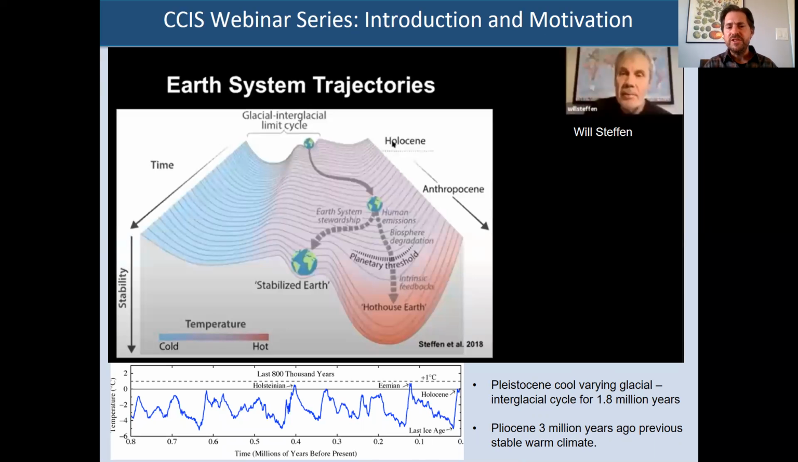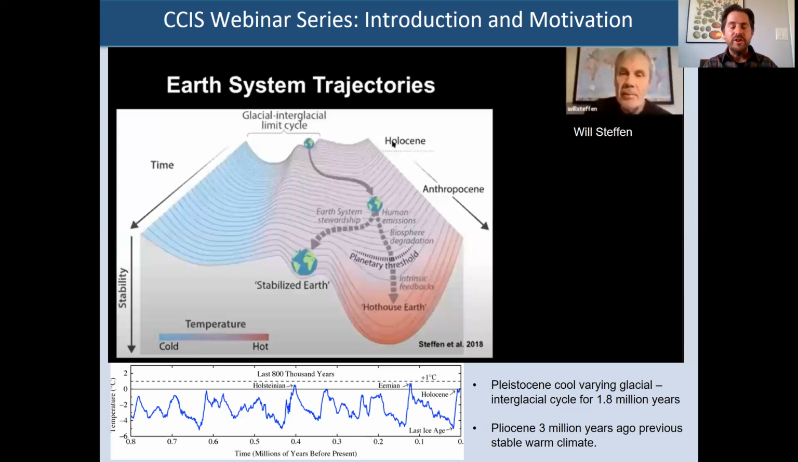And there are certain transitions between different climate states that are easier and harder than others. So if we look back at the Pleistocene, we see about 1.8 million years of glacial-interglacial cycling. And you can see from the stability diagram here that a glacial period is a fairly stable period, and then it can move into an interglacial, and then it moves back into the glacial period along orbital forcing, and you can see that through the time series down here. Prior to that, we look at the Pliocene, where we had 3 million years of stable, warm climate.